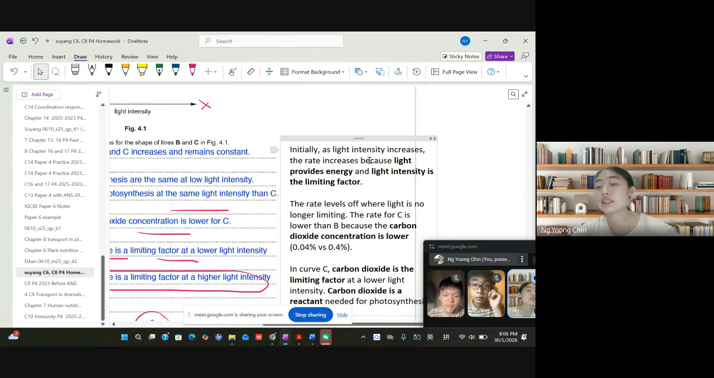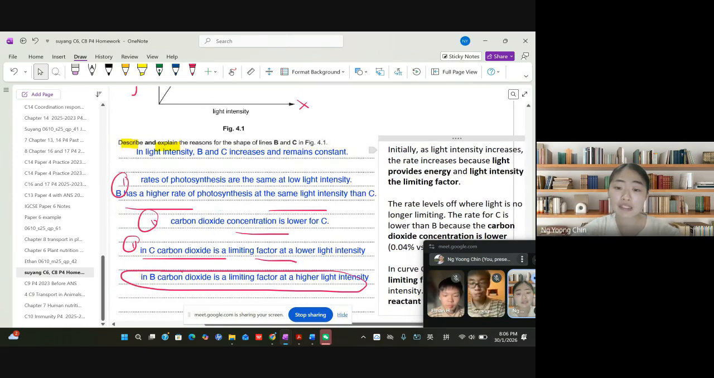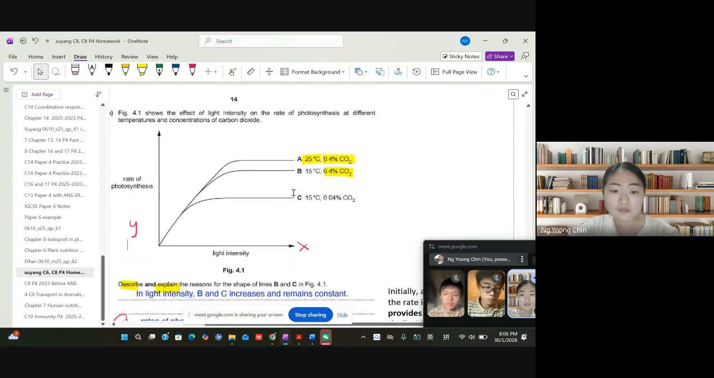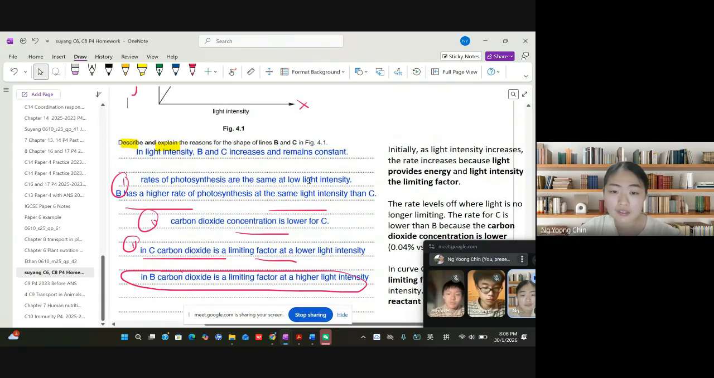And then you explain it. Because the light provides the energy, and the light intensity is a limiting factor at this point. So why is it a limiting factor? A limiting factor is when you increase that factor, it causes the rate of photosynthesis to increase also. That's what we call a limiting factor. And then this one is correct: the rate of photosynthesis is the same at low light intensity. This one is also correct, because you are describing the trends.